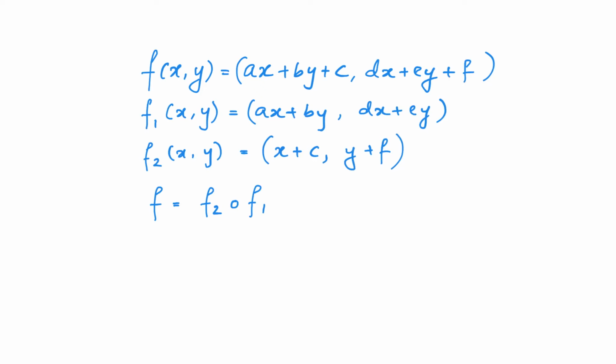Now, by considering various special cases, we have shown in this video that f1 takes lines to lines or points. Also, homework 1 says that f2 takes lines to lines or points. As both f1 and f2 have this property, the composition of these two functions will also have this property. And that proves the general result that a function f of the form f(x, y) equal to (ax + by + c, dx + ey + f) takes lines to lines or points.